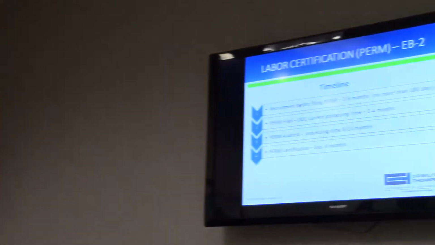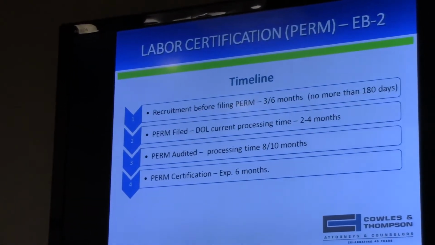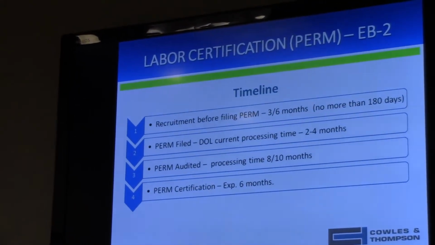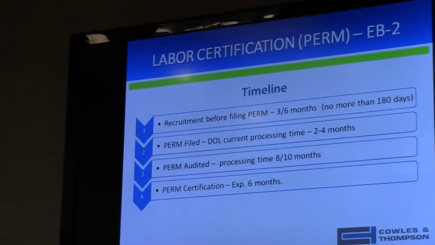Yes. All right, so let's look at the process overall. This is kind of the timeline that we're looking at. Recruitment before the perm, 3 to 6 months, no more than 108 days, because you have to have done recruitment within the last 108 days before you file. After you filed, DOL current processing times. It says 2 to 4 months. We've been monitoring that. That still is holding fairly true.